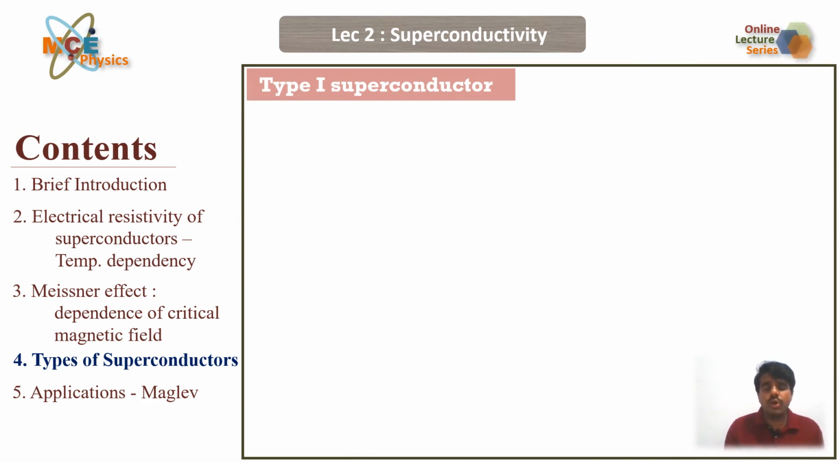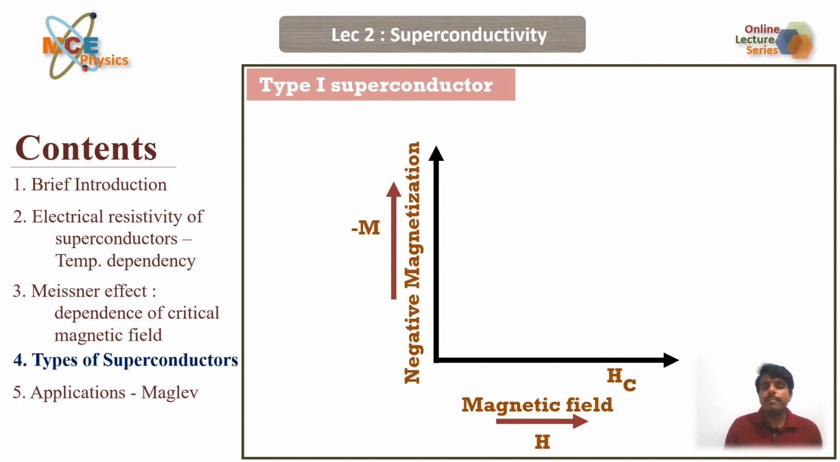To understand this, we need to plot a graph between negative magnetization and magnetic field. Superconductivity is just the opposite of magnetization. You should not see magnetization of that superconducting material in order to see the superconducting state. There should be a higher magnetization in the negative direction, which means it should go towards diamagnetism, which means there should not be any magnetic lines of force penetrating through that material, and that is the condition for the superconducting state.